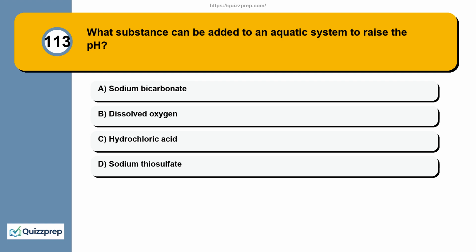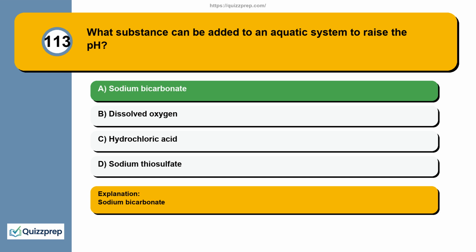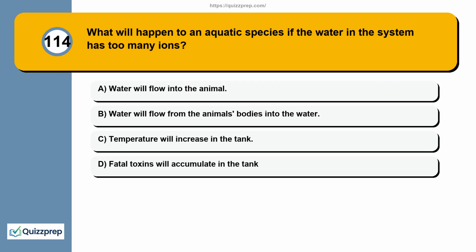Question 113. What substance can be added to an aquatic system to raise the pH? Option A, sodium bicarbonate. Option B, dissolved oxygen. Option C, hydrochloric acid. Option D, sodium thiosulfate. The correct answer is option A, sodium bicarbonate.